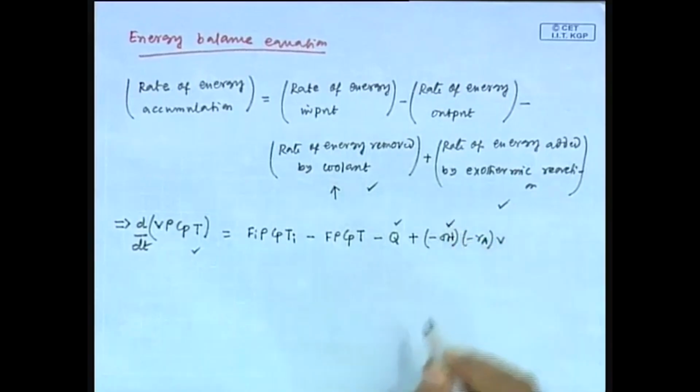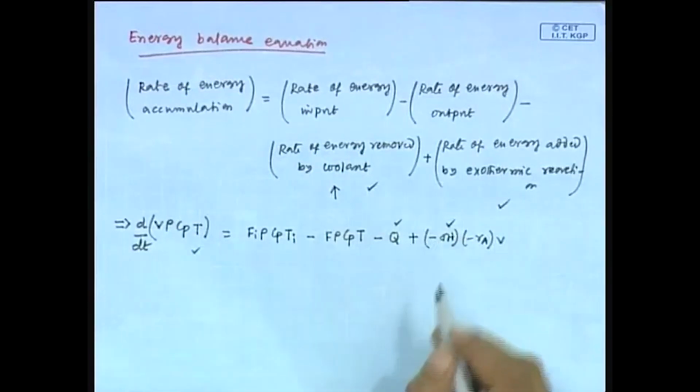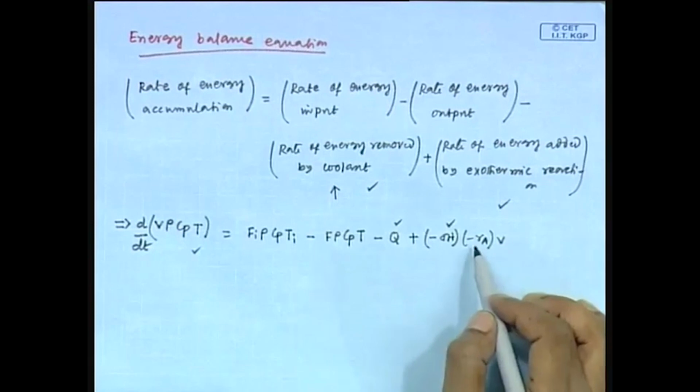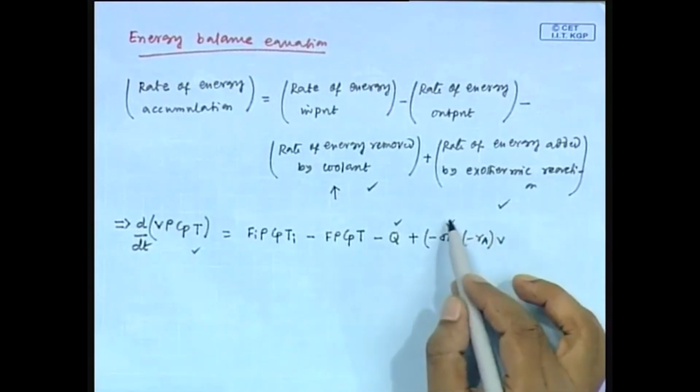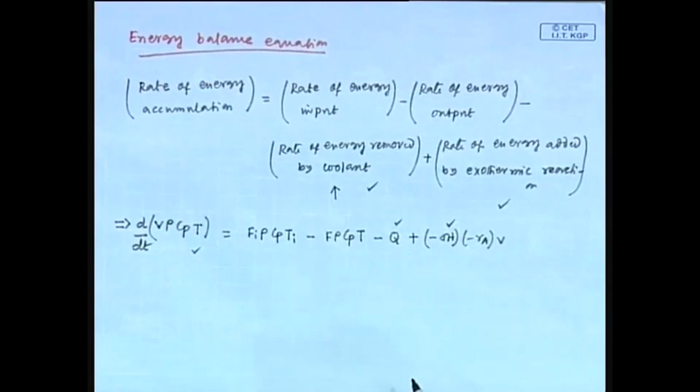Minus del H is the heat of reaction. It is well known to us that the heat of reaction is negative. This negative sign is used for the case of exothermic reaction, and for endothermic reaction we use a positive sign. So, this term represents the energy added by the exothermic reaction. Next, we need to simplify this equation.